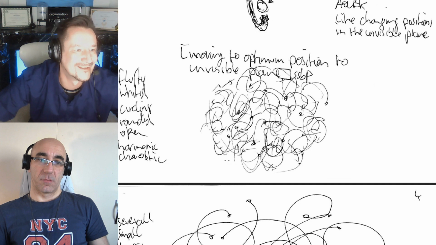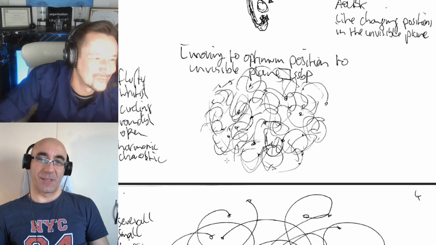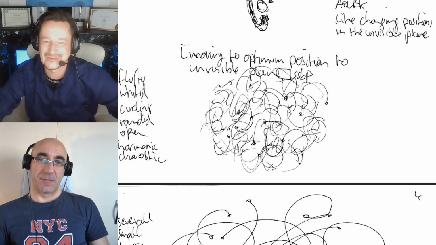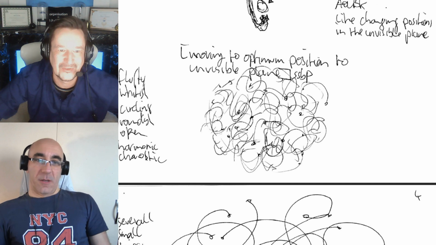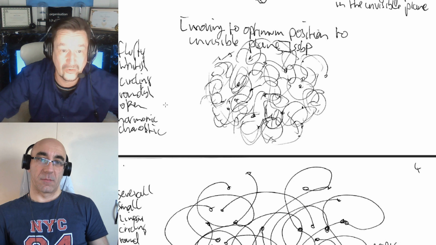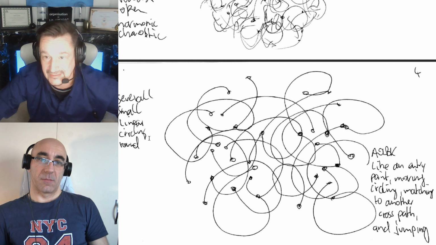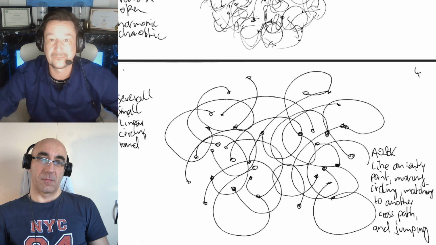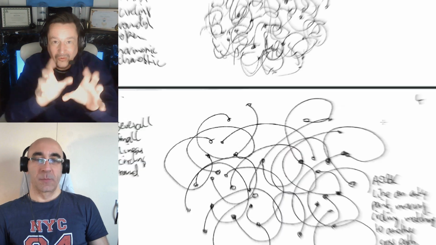I was in the original soup of creation, the primal modular soup. I'm trying to exchange that here from my language into English. It was fluffy, white, circular, roundish, open, harmonic, and chaotic at the same time. Several small, linear, circling, round, analytical overlays, like an entry point, moving, matching to another, crossing paths and jumping. It was like the primal soup, all of that.